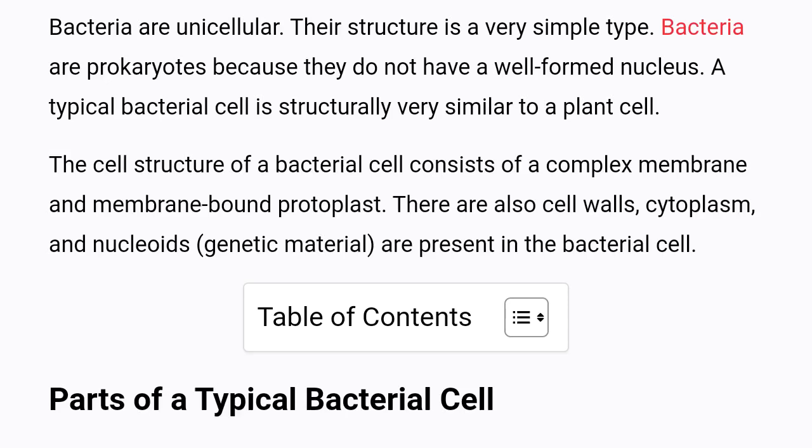Bacteria are unicellular. Their structure is a very simple type. Bacteria are prokaryotes because they do not have a well-formed nucleus. A typical bacterial cell is structurally very similar to a plant cell.